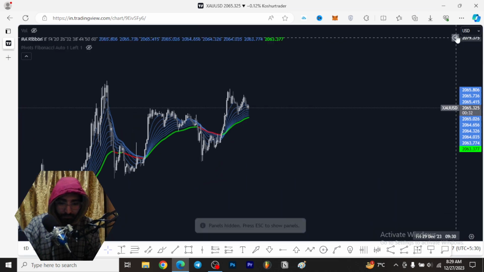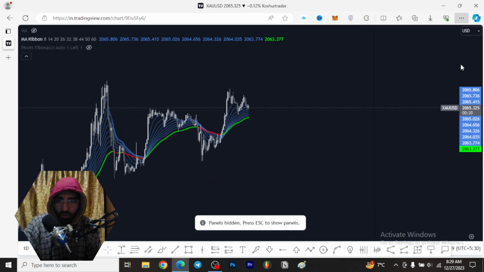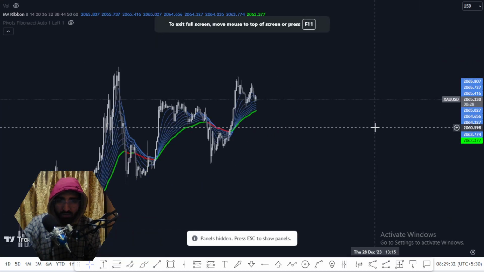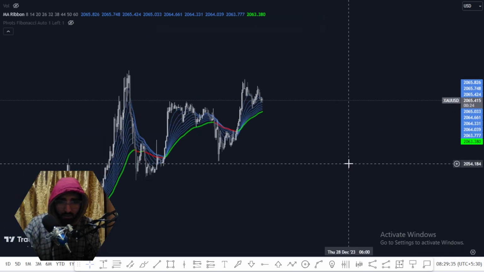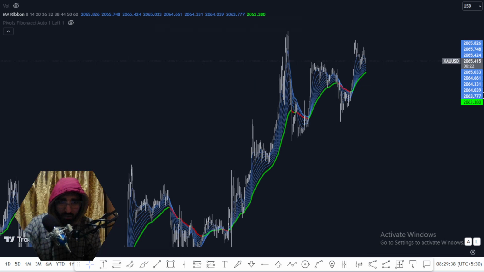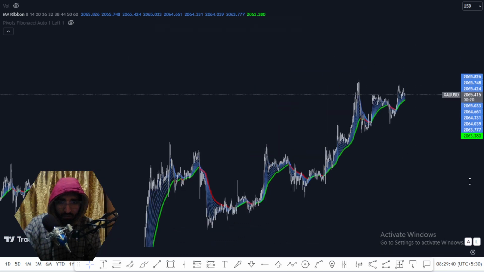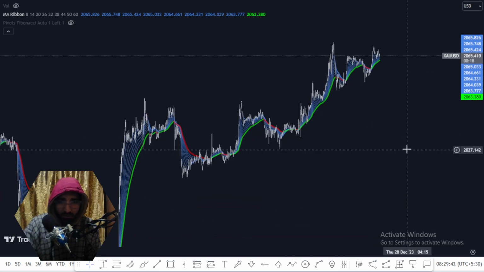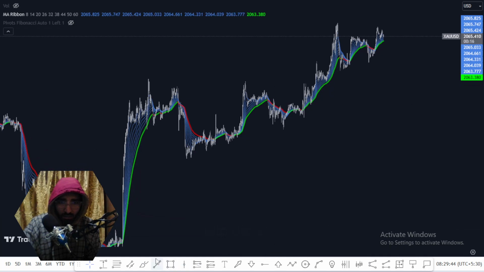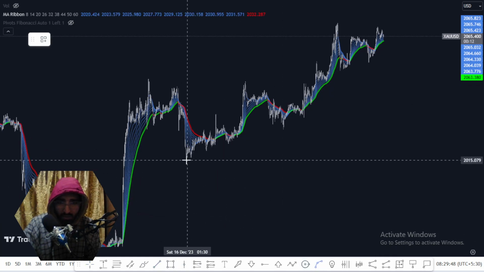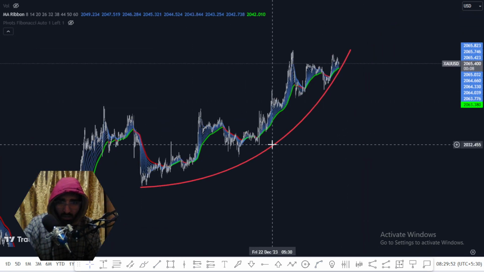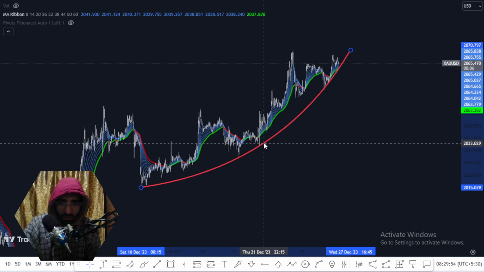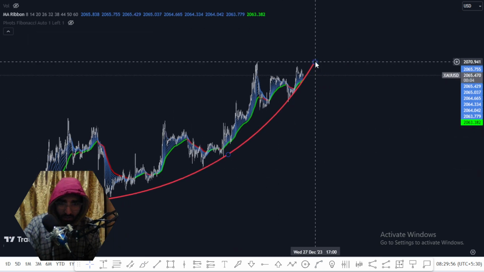So this is the gold 50-minute time frame. The current price of gold is $2,065, and what I can see, a little bit of zoom in, the market is in uptrend continuously. Let me draw the levels, then we will discuss the things.